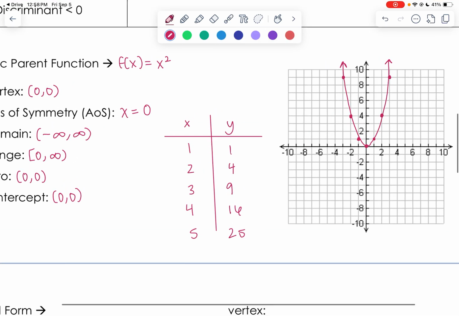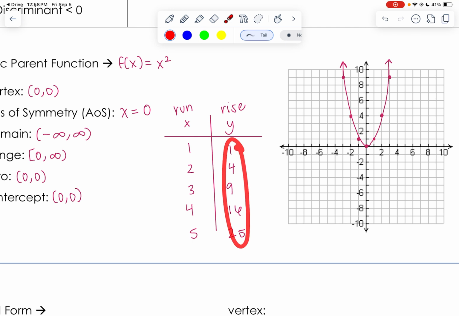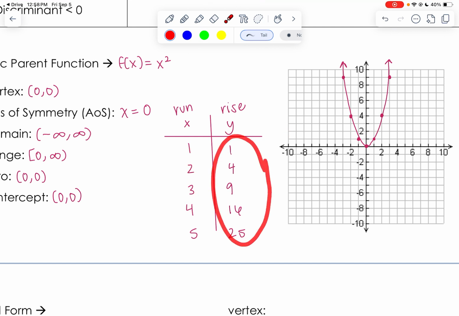So now instead of thinking rise over run, I like to think run, rise. Okay, so if I vertically stretch something by 2, now I would go 1, 2, 2, 8, 3, 18, okay, 4, 32. If I decided I was going to vertically compress this by a half, now I would go 1, 1 half, 2, 2, 3, half of 9 is 4.5, 4, half of 16 is 8.